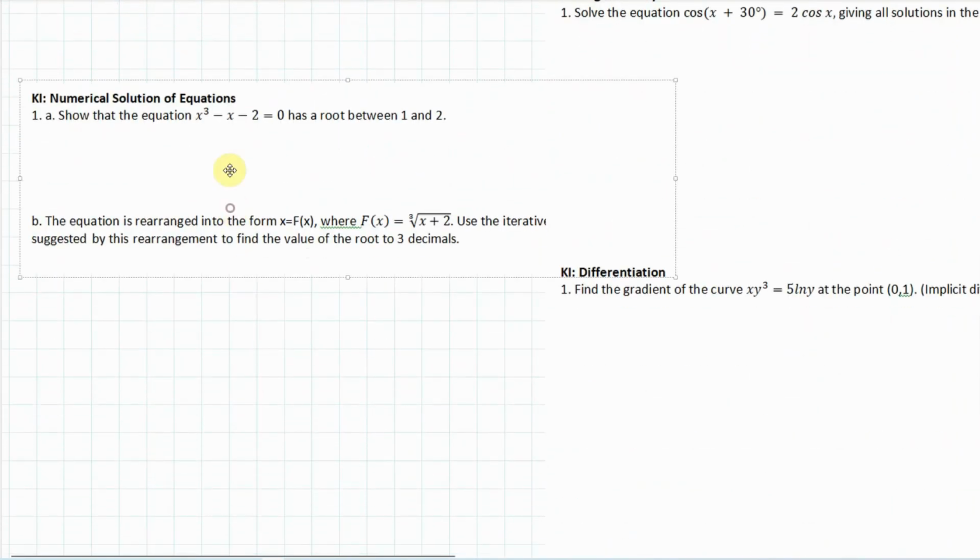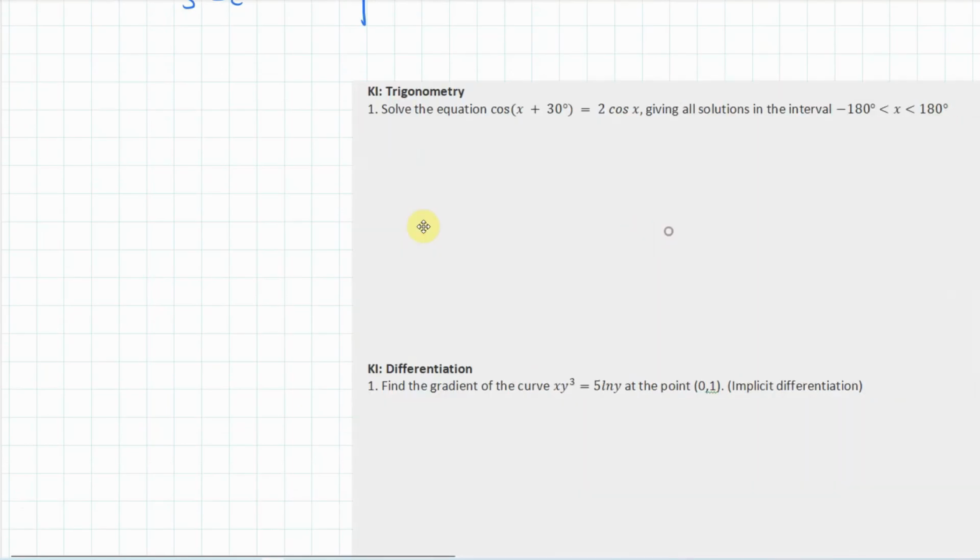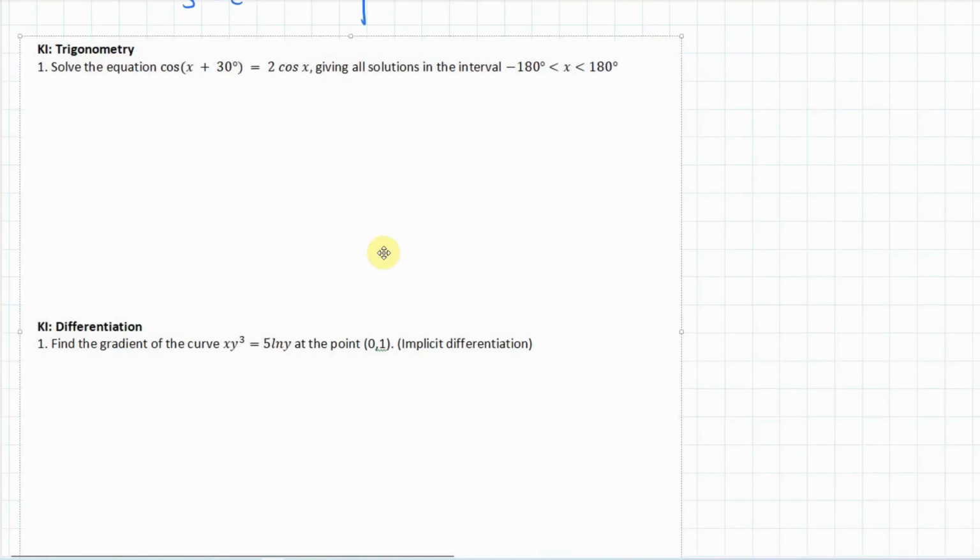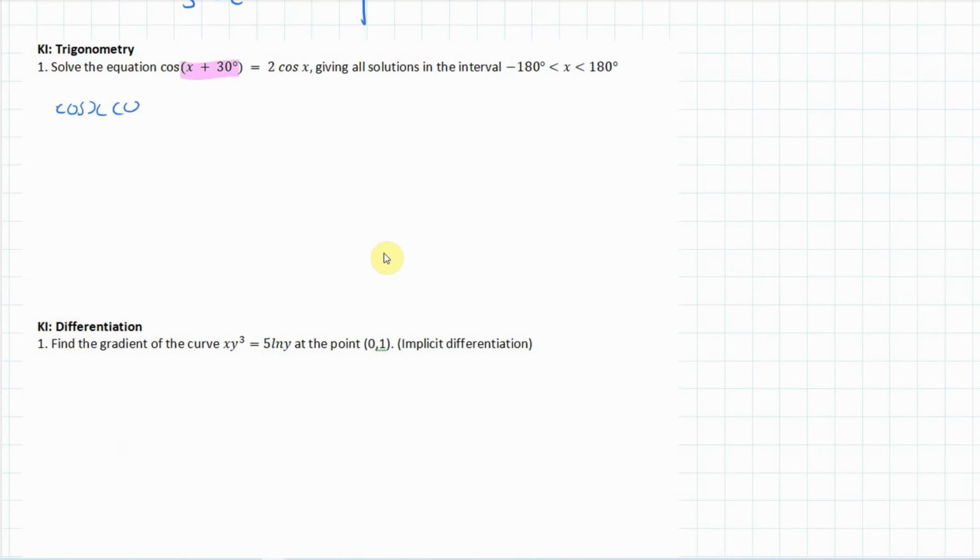Okay, so the next one that I'm looking at here is actually the trigonometry one we just talked about earlier. So we're using the cosine addition rule here. So I can rewrite that as cosine x cosine 30 minus sine x sine 30 equals 2 cosine x. Now what I'll do is I'll bring the sine x across to one side, and the cosine x is all onto one side.